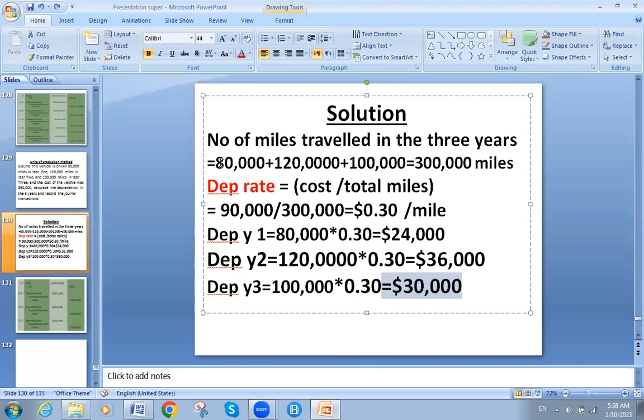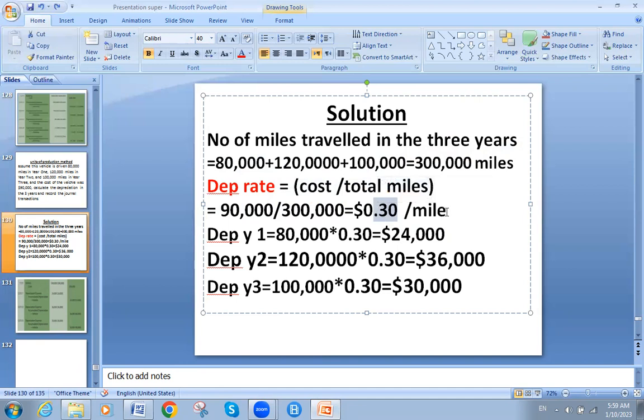Again, I will say, we have to calculate all the production of this vehicle or this machine. So this truck traveled 300,000 miles, which is 80,000 plus 120,000 plus 100,000, that gives me 300,000 miles. Then I will calculate the depreciation rate. The depreciation rate will be the cost divided by the total miles. I bought it for $90,000 and it traveled 300,000 miles. So $90,000 divided by 300,000 miles will give me 30 cents, or $0.3.